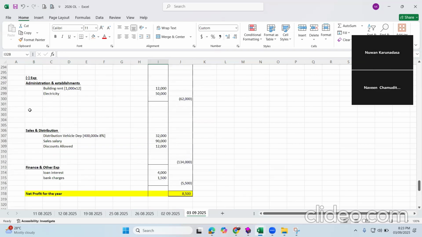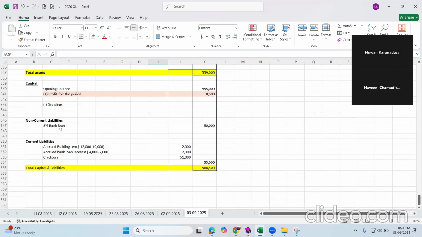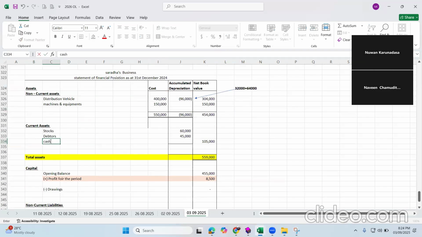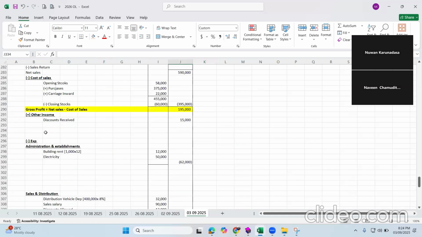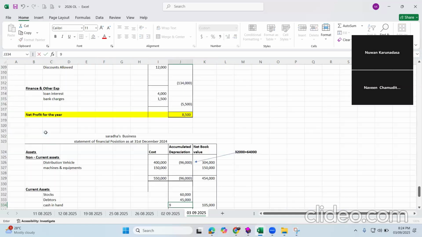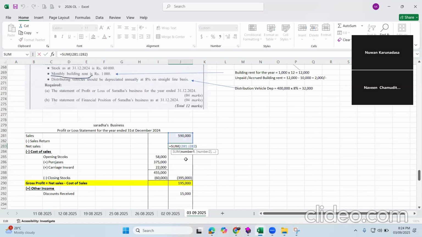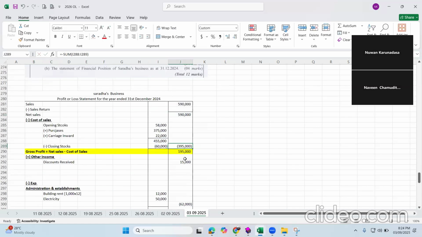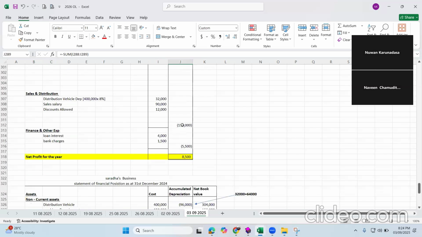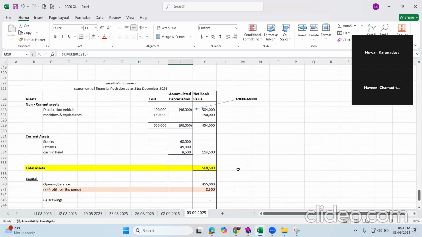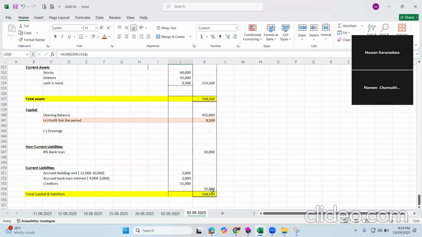Cash balance 9,500. Current assets. Cash in hand 9,500. Done. Question done. So we'll see whether it's balancing. Net profit came 8,500, which will be added to the capital. Right, yes, it's balancing. Done.